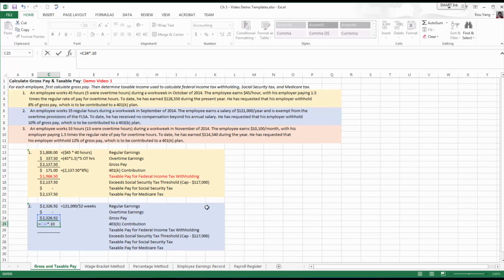He's requesting that 10% be put away for his contribution to his retirement plan. So basically what you will be doing is taking $2,326.92 times 10% to get his total contribution of $232.69. That brings his taxable amount down to $2,094.23.